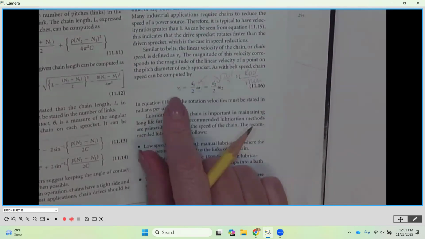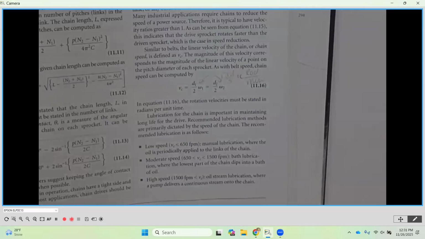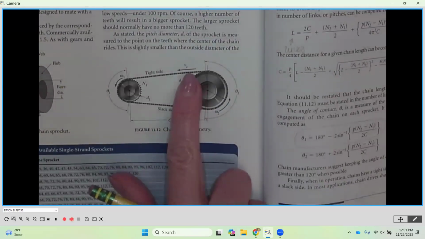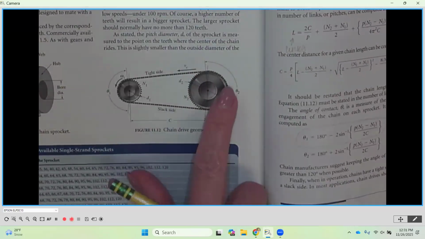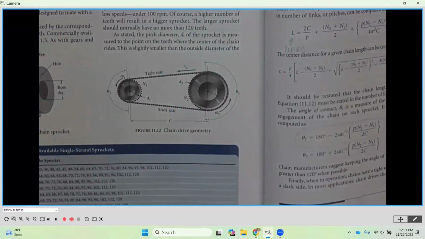The other equation that we see just below here, 1116, this is called the chain speed. This is VC. What is the linear speed? How fast is that chain going? If we go over here to our illustration, it is this straight line velocity as our sprocket is rotating around, either one of the sprockets, okay?